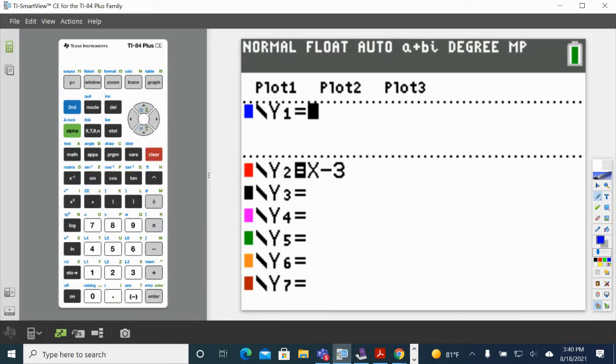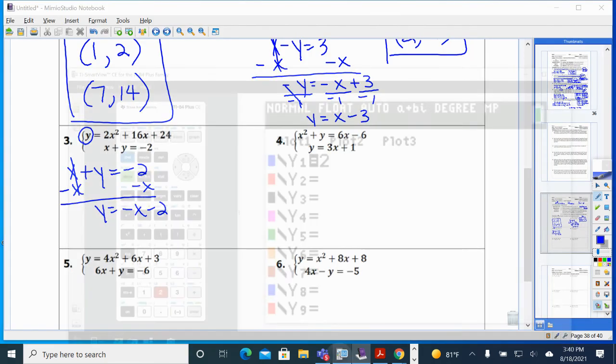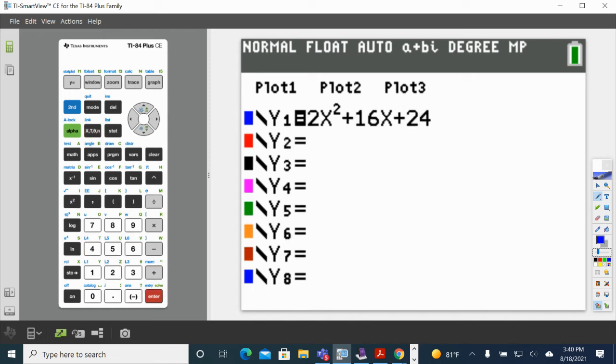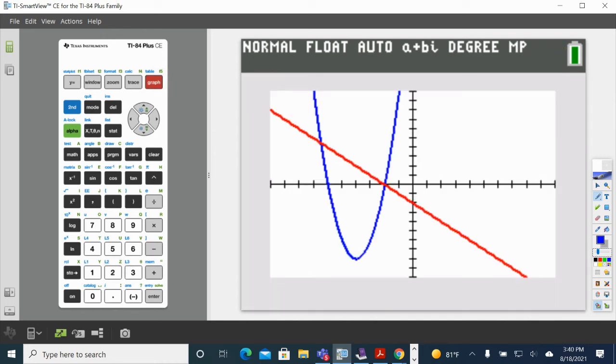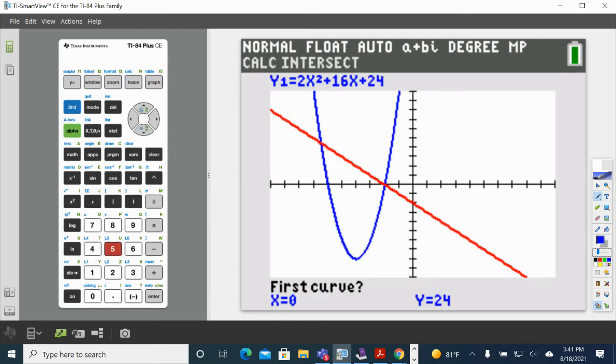Y equal, clear, 2x squared plus 16x plus 24. The second equation ended up being y equals negative x minus 2, and then graph. Clearly, we have 2 solutions. So let's find what they are. Second trace, intersect is number 5, enter, enter, enter.